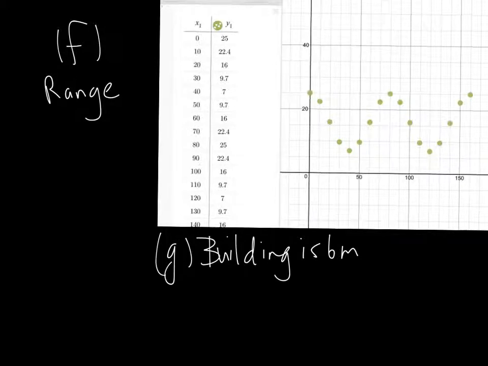Okay, the two final things to do is to determine the range. The range is the set of y values that go from the minimum to the maximum, so from 7 to 25. So the range then would be 7 is less than or equal to y is less than or equal to 25.